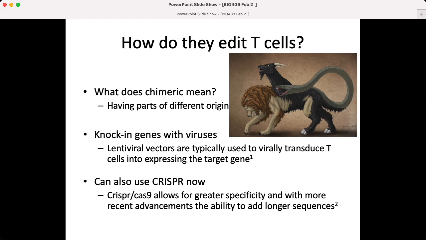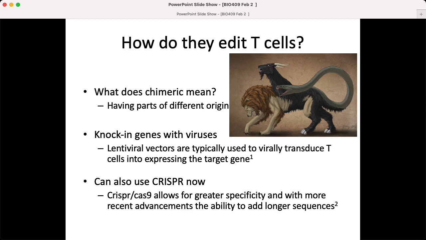So you have to knock in these genes, and you can use retroviral or lentiviral vectors. Lenti happens to be the viral vector that HIV uses. It's just a different type of virus, but it's retrovirus. So these are used to virally transduce T cells into expressing the target genes, and we'll go into how it does that. Now, this is kind of how it started.